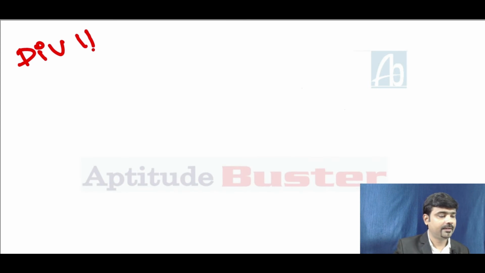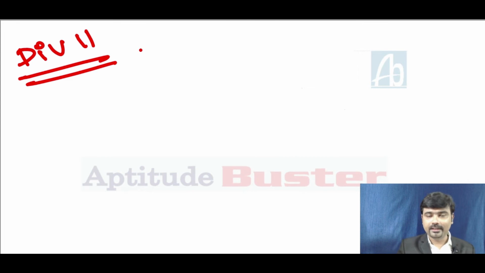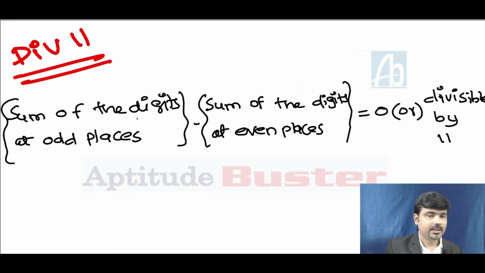Divisibility rule for 11. The divisibility rule for 11 is totally different from the others. Sum of the digits at odd places minus sum of the digits at even places is equal to 0 or divisible by 11. Here please try to understand, it is not the sum of the digits of odd numbers and the sum of the digits of even numbers. That is a very wrong approach.